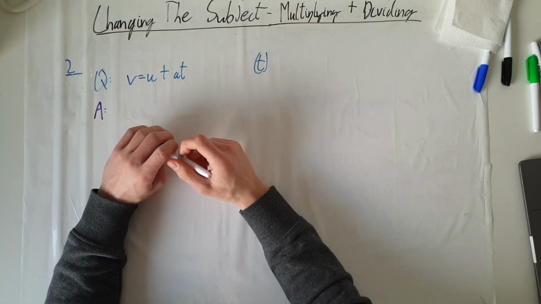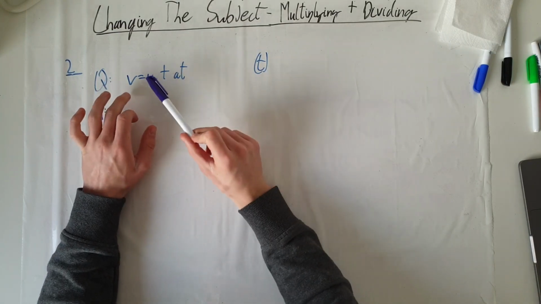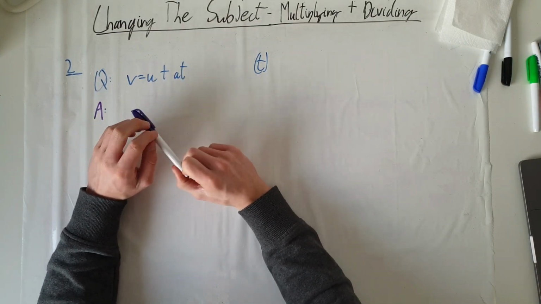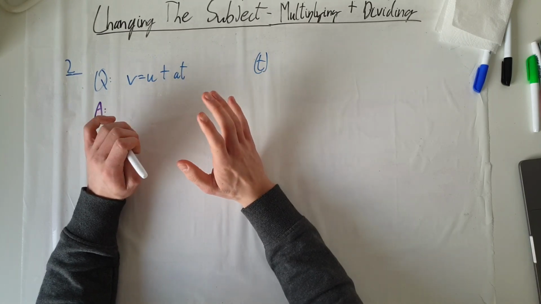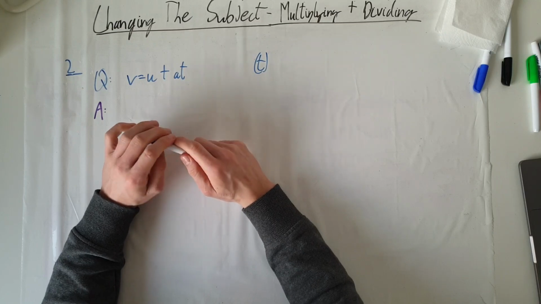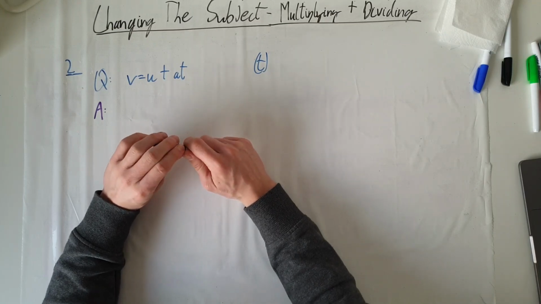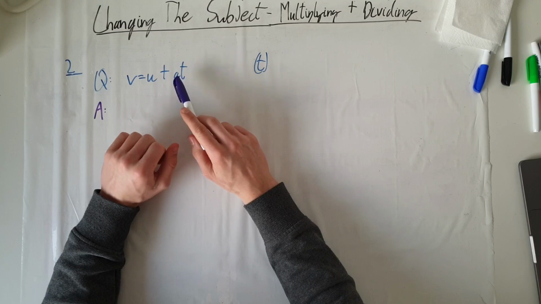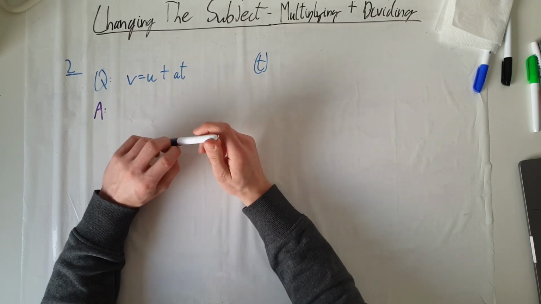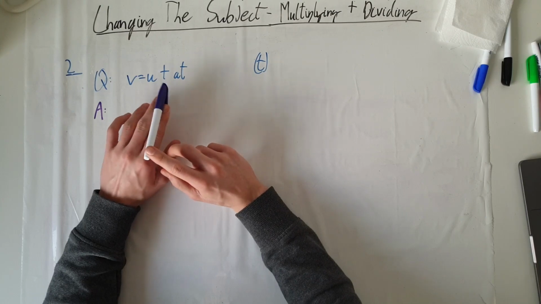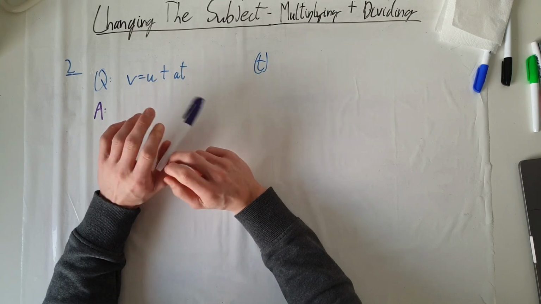Okay guys, so now we're moving on to example 2. V is equal to U plus AT, and we want T to be the subject of the formula. At this point, you may have noticed that we have to decide what we're going to do first, because T is being multiplied by A, while U is also being added onto it. So, would we divide by A first, or minus U first?